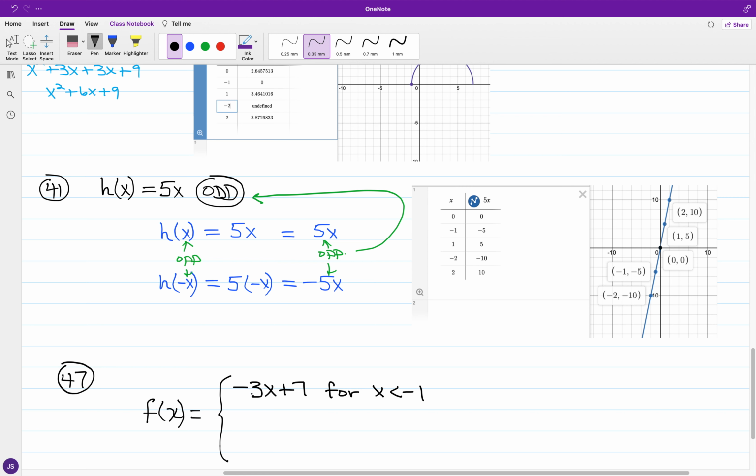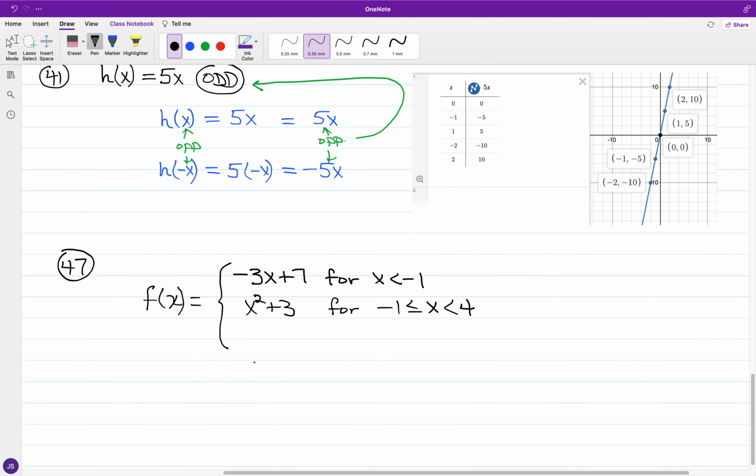And then we have next that f of x is equal to x squared plus 3 for values of x where -1 is less than or equal to x, which is less than 4. And then we have f of x is equal to the constant value 5, and this will be for values of x greater than or equal to 4.